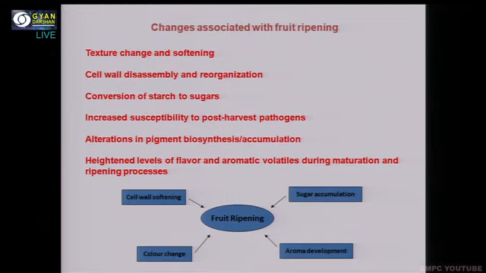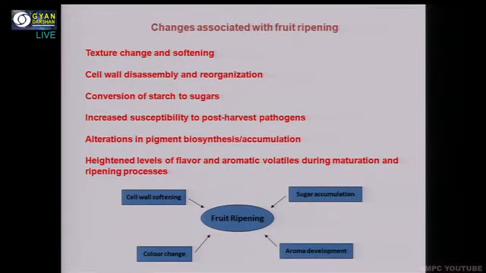The next aspect that I am going to discuss is fruit ripening. All of us are familiar with tomato. We have seen unripe tomato, which is normally green, or greenish yellow, and ripe tomato, which is red or orange in color.